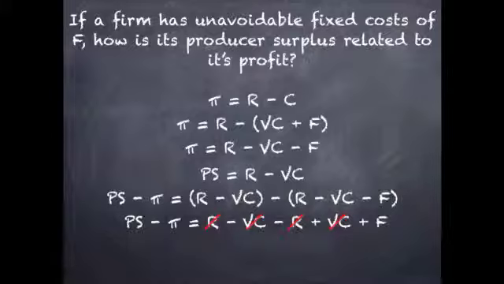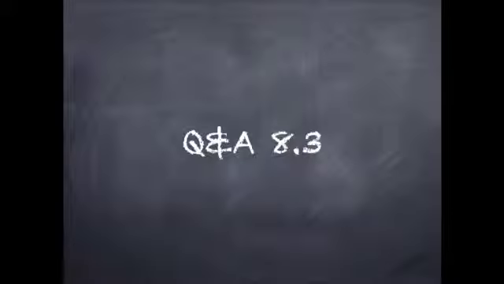Also, if you think about this in the long run, all costs are variable, which means fixed costs are equal to 0. So in the long run, producer surplus is going to be exactly equal to profits. We move on to the third Q&A from Chapter 8.